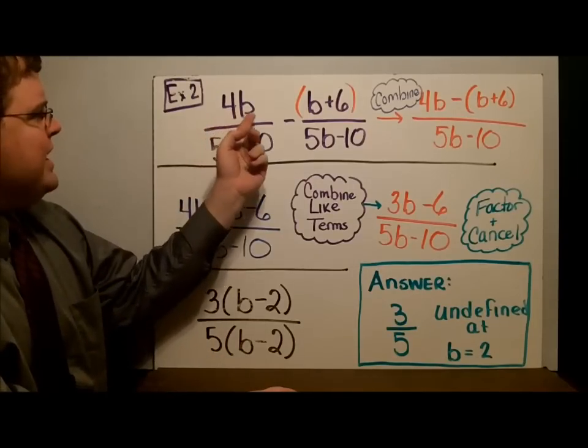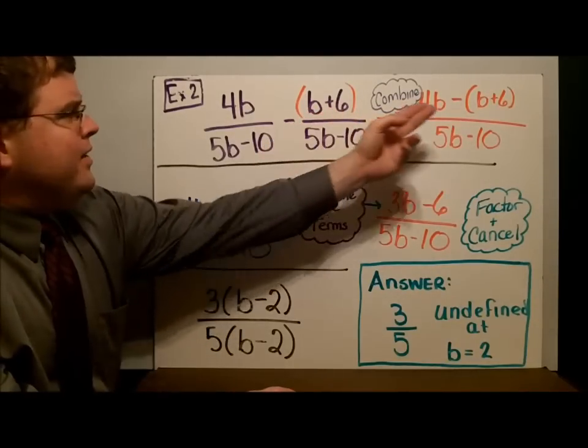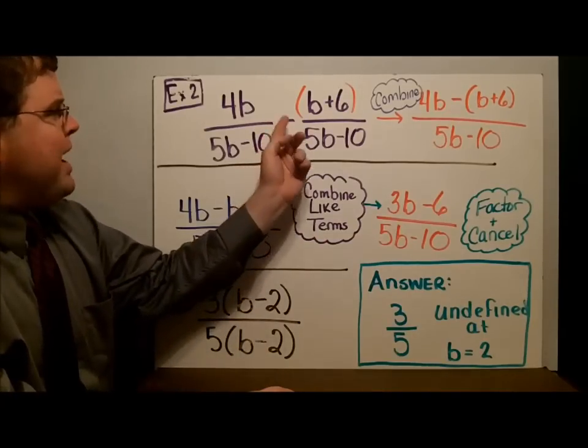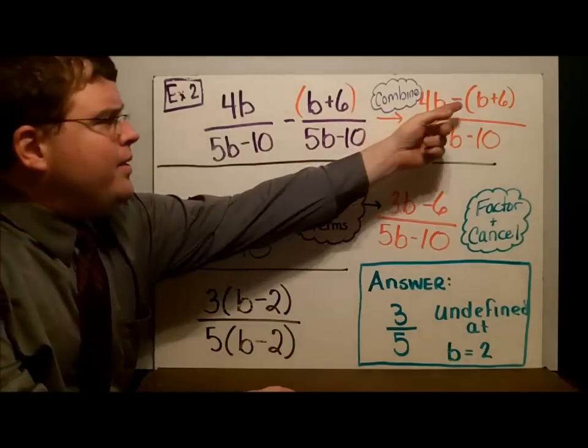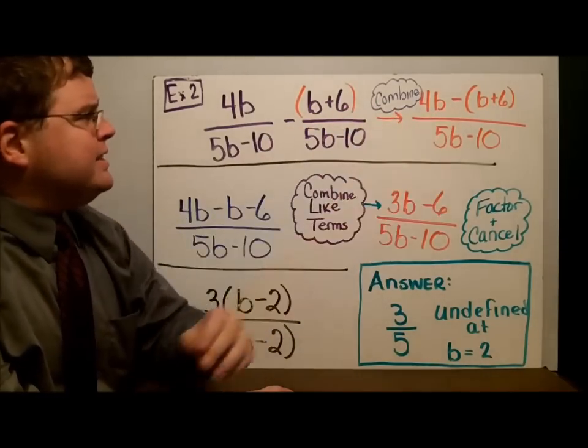Now I'll take everything that's on the top, 4b minus the (b plus 6). Now be very careful here. It's minus everything that's over here, so we have to distribute that negative. That's why I wrote the stuff here in parentheses.